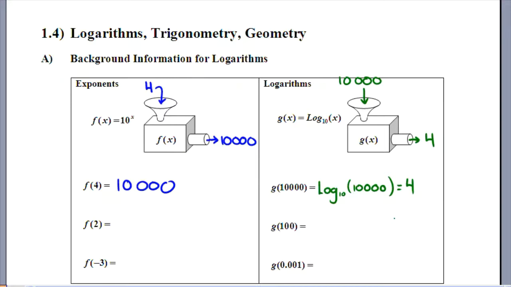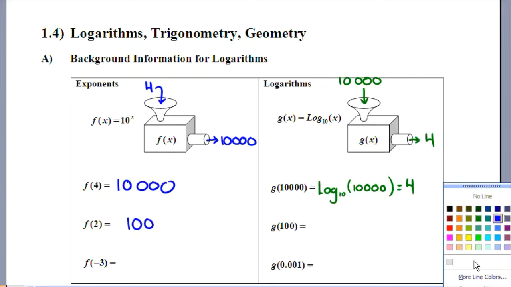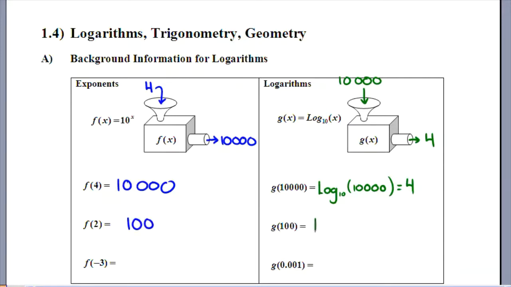Trying a few other pairs of numbers out, if I was to put 2 into the function f of x, 10 to the 2, well, that would be 100. Or if I was to put that into the logarithm, if I was to say, hey, what's the logarithm, base 10, of 100, that's asking what would be an exponent you could put on 10 to reach a value of 100, and that answer is 2.